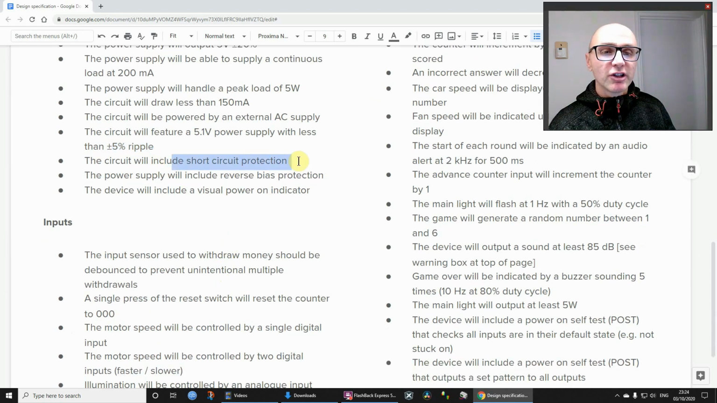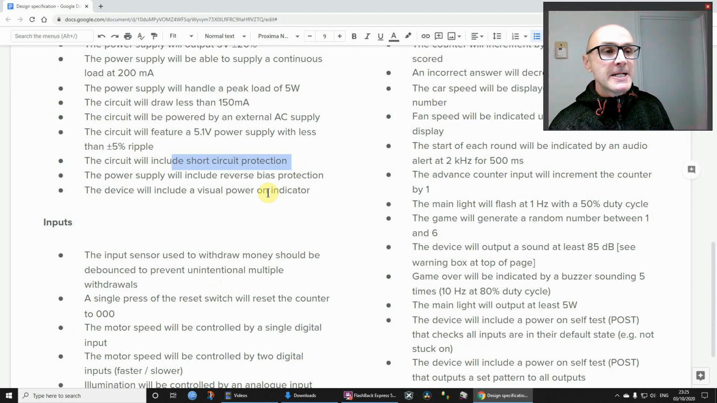Circuit will include short circuit protection. That's so easy to say, and it's functional. It's not just a component thing. I mean, if you said it will have a fuse, then no. But if you say it will include short circuit protection, then yeah, you can do that. And how? Well, you might include a fuse.